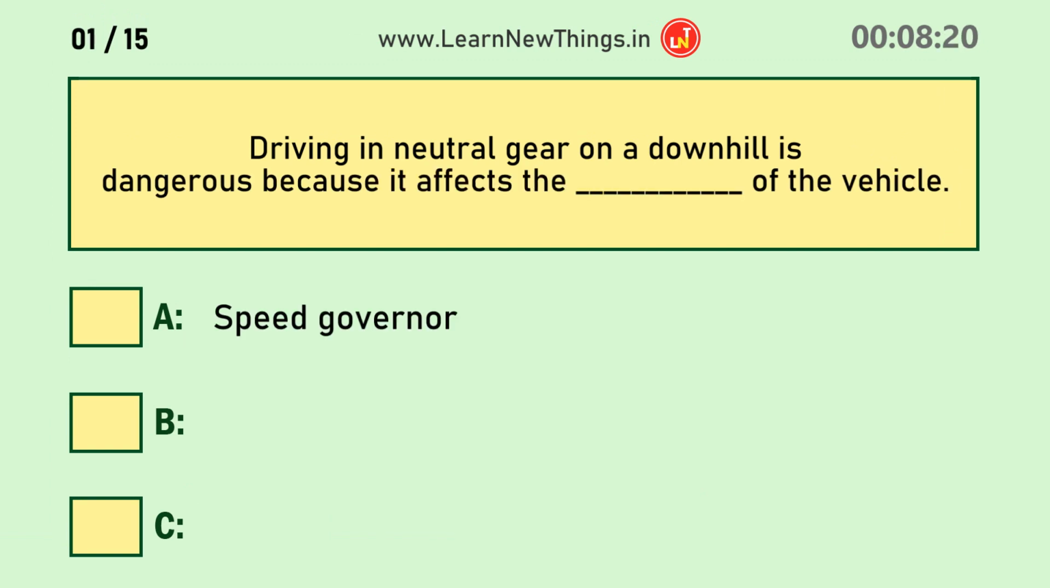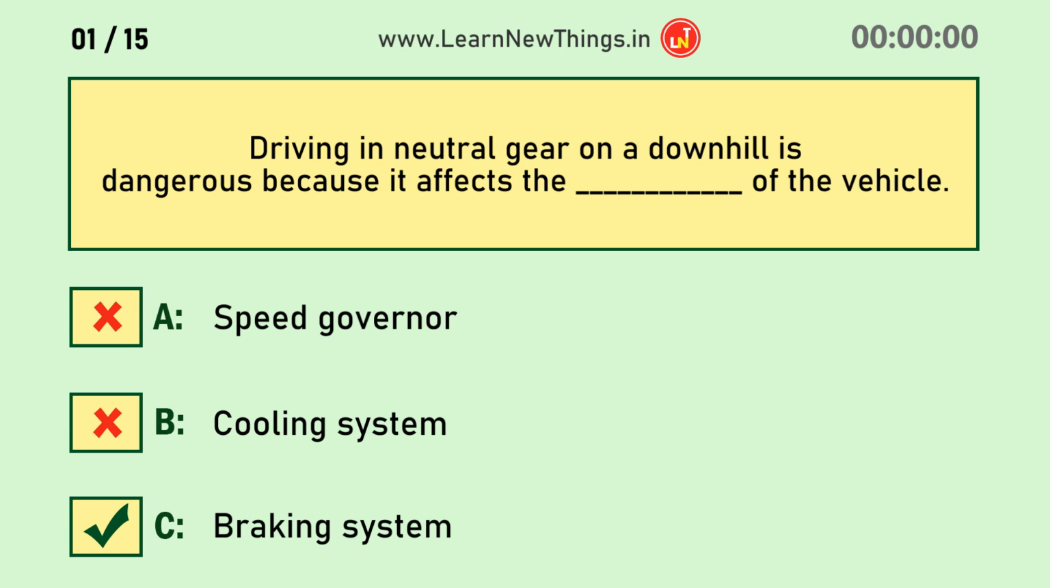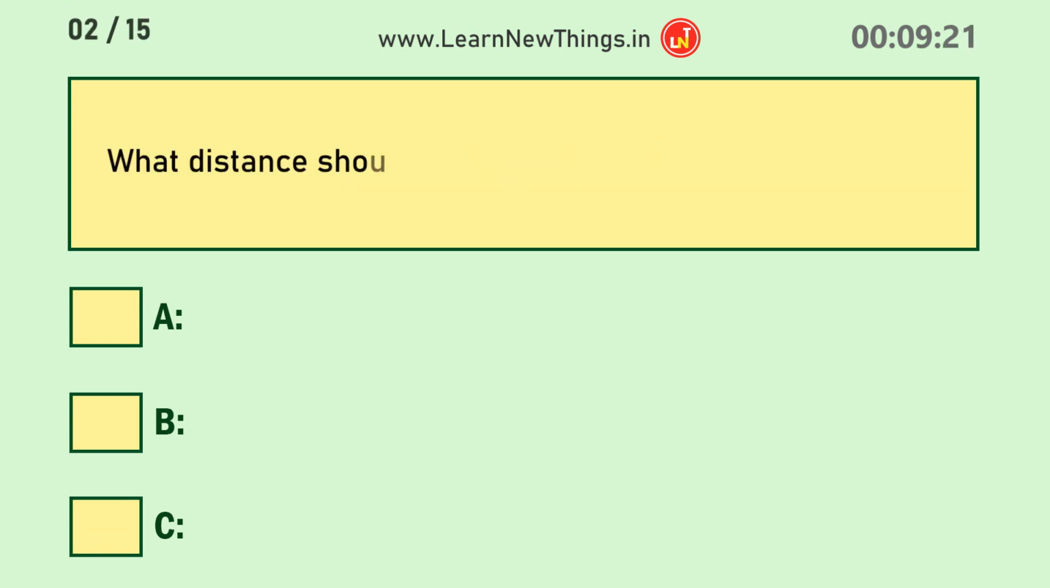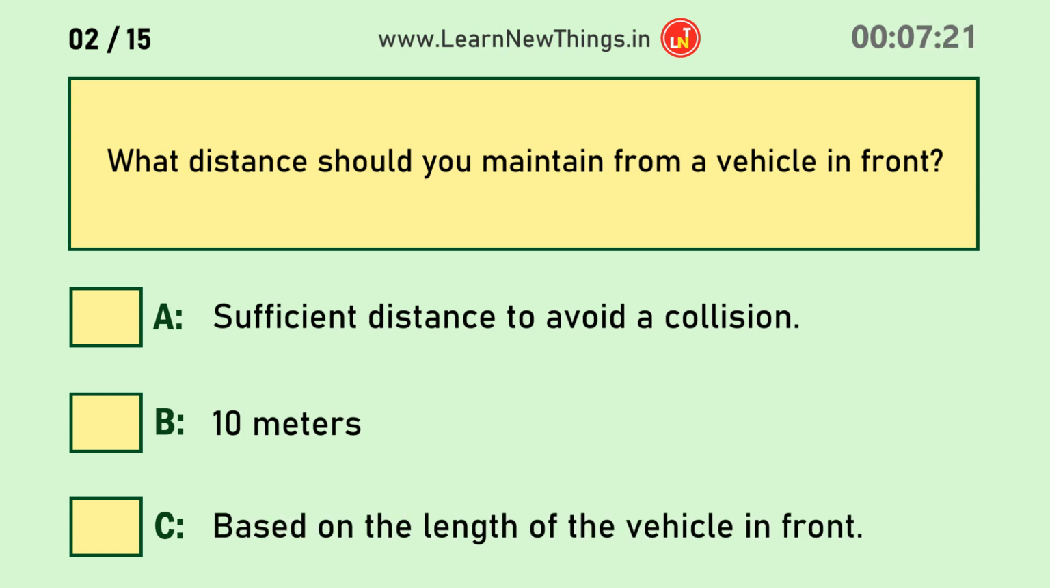Driving in neutral gear on a downhill is dangerous because it affects the braking system. What distance should you maintain from a vehicle in front? Sufficient distance to avoid a collision.